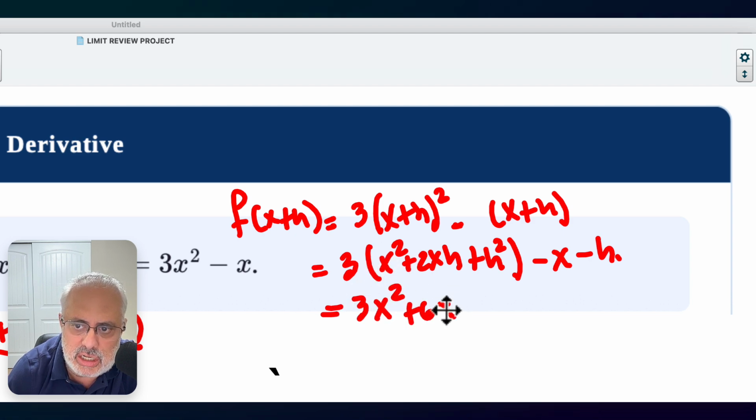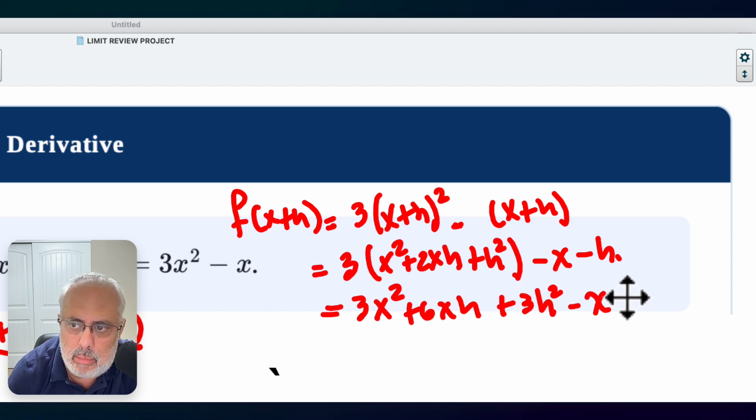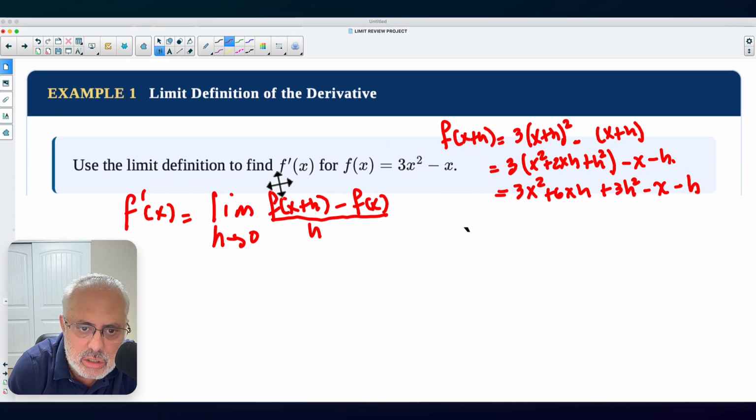We have 3x squared plus 6xh plus 3h squared, just the distributive property, minus x minus h. This is f of x plus h. This is only this part of the slope formula. So whatever you see the x, you're going to put x plus h. And you apply the distributive property, and then you combine like terms if it's possible. If it's not possible, it's okay. We are not ready for that step yet.